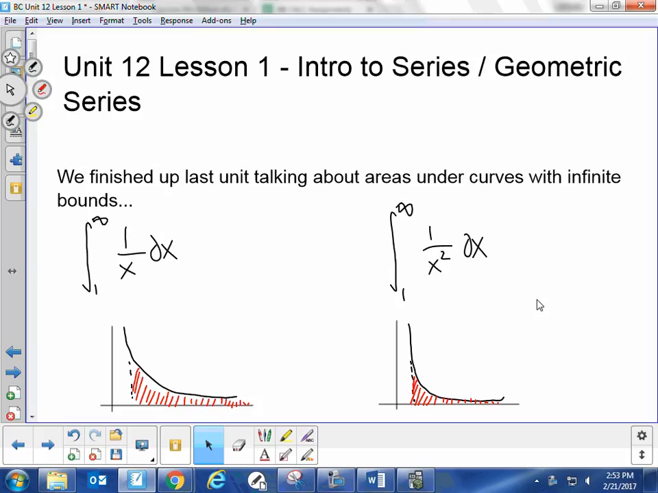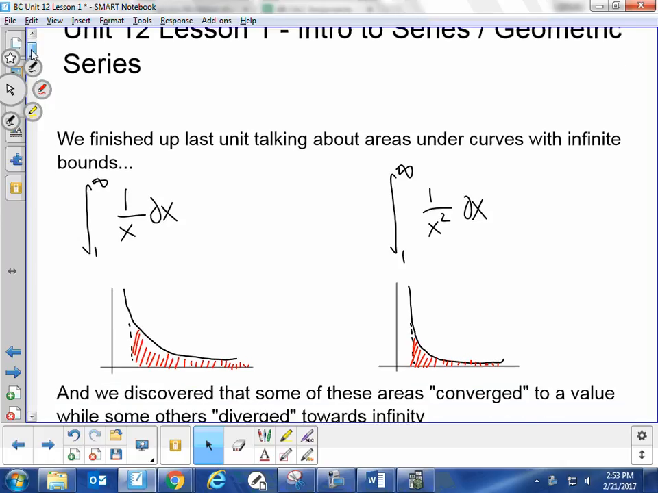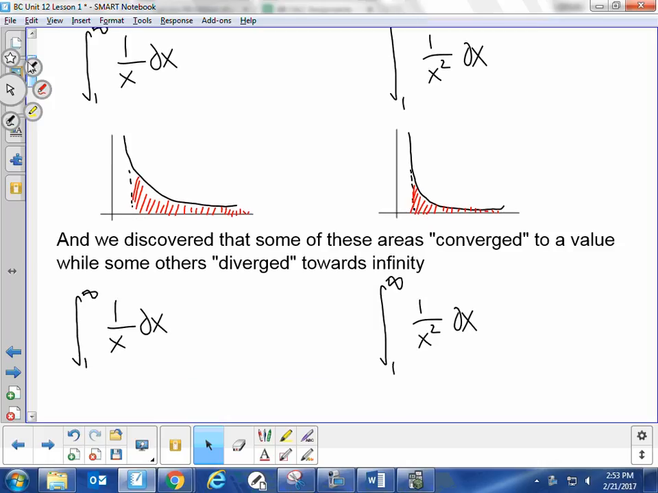Okay, we finished up last unit talking about these unbounded areas, these improper integrals, like 1 over x and 1 over x squared. And we ended up finding that some of these areas actually converged. They would trend towards a specific value, whereas others, though they appear to be very similar, if not the same, diverged. Okay?